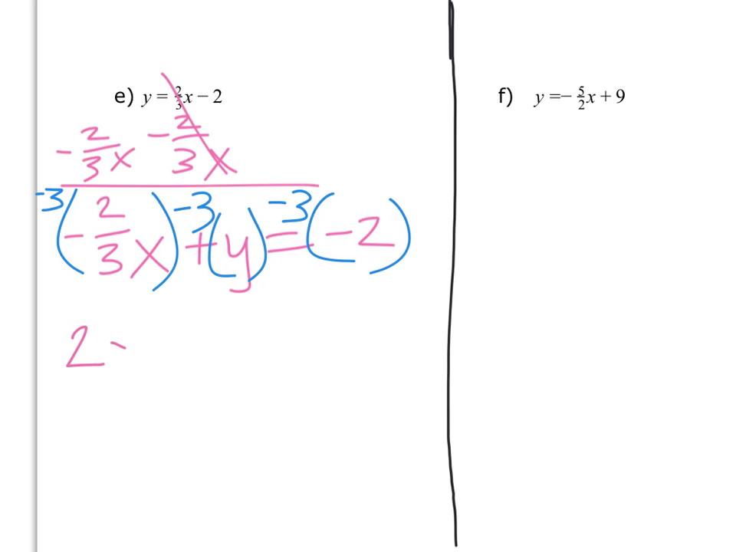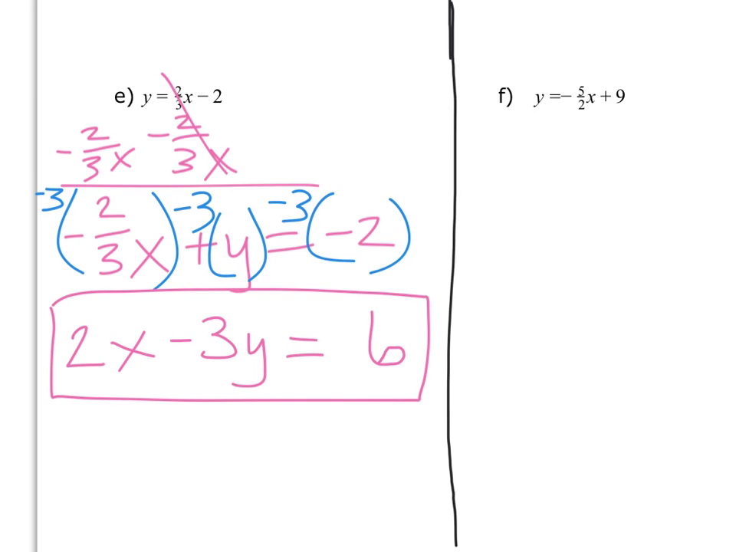So I have positive 2x, right? Then negative 3 times y is negative 3y equals, and then negative 3 times negative 2. A negative times a negative is a positive. Positive 6. All right, so now x and y are on the same side. Are a and b both whole numbers? A is 2, b is negative 3. And is a positive? Yes, so I have my equation.